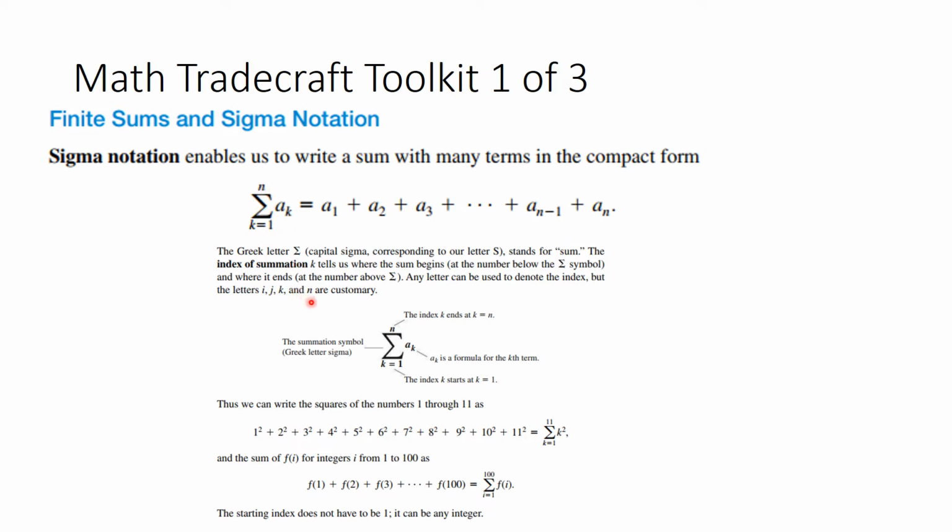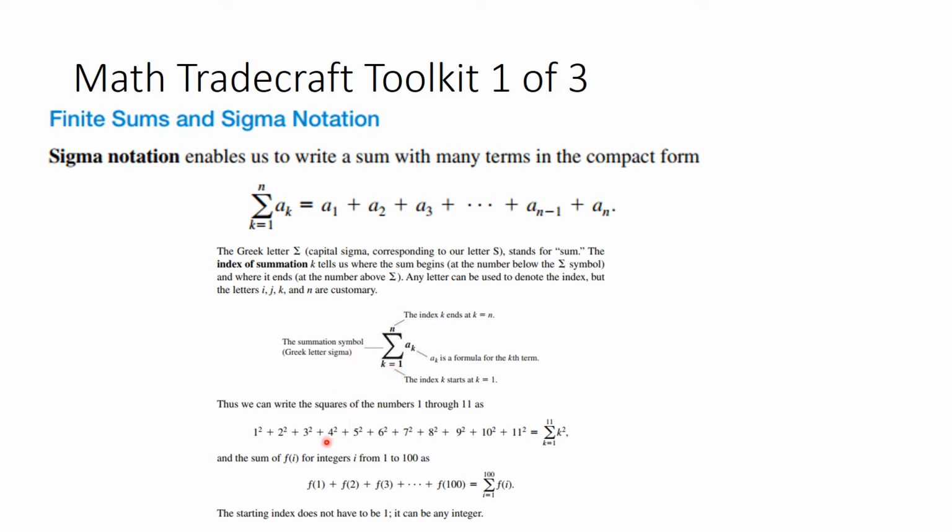So the Greek letter sigma stands for sum, and the index of the sum, k, that's this letter here, tells us where the sum begins and where it ends. And you can use any letter to denote the index, but i, j, k, and n are customary. And so here's the notation broken down with what all these terms mean. So a sub k is the formula for the kth term. That's the top index, that's the bottom index, and that's the sum.